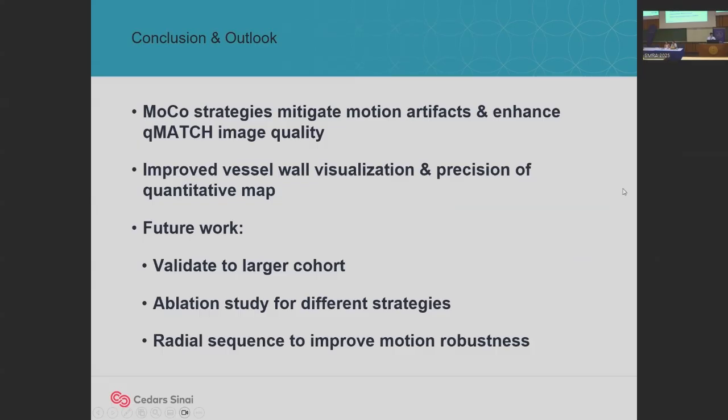So to conclude, the proposed motion compensation strategy mitigates the motion artifacts and enhances the image quality. And we have observed improved vessel wall visualization as well as improved precision of the T1, T2 maps. Future work is ongoing, including validating in a larger cohort, especially on the diagnostic performance of plaque characterization, as well as an ablation study for separating the contribution of the two motion strategies. We are also combining radial sampling to improve motion robustness.